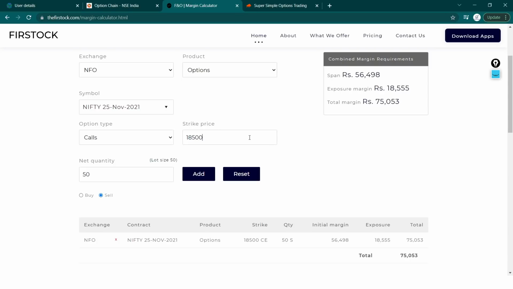Now you might argue, Saket, no one is going to do naked selling. The era of naked selling is gone. Everybody is going to purchase a hedge. Okay, so let us add some hedge. Let's say I buy the 18,700 call option as a hedge. In spite of that, he requires somewhere close to 26,000 rupees to sell one lot of the 18,500 call option.